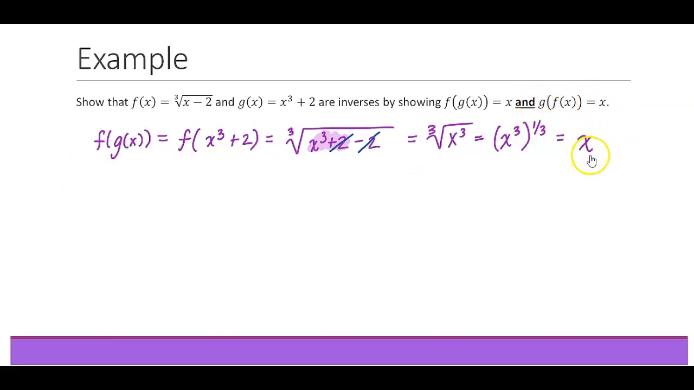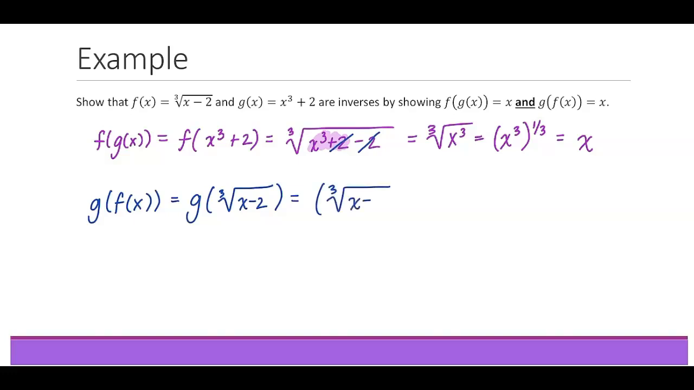They both have to yield just x. So now let's go ahead and think about what is g composed with f of x. So that's g of the cube root of the quantity x minus 2. So I'm substituting the cube root of the quantity x minus 2 into the x in the g of x function. So the cube root of the quantity x minus 2, cubed, plus 2.